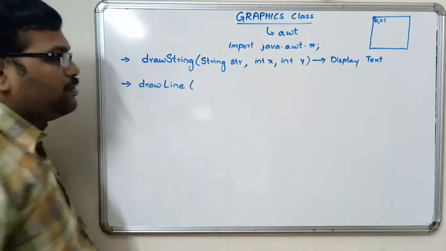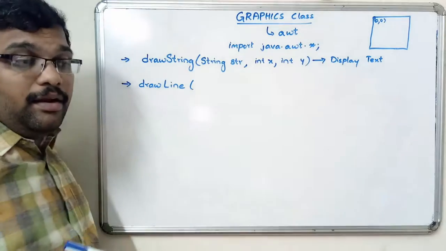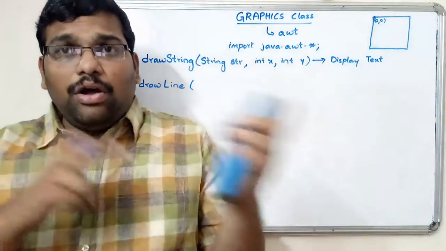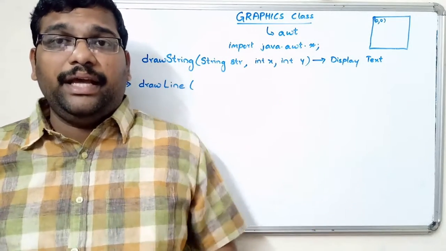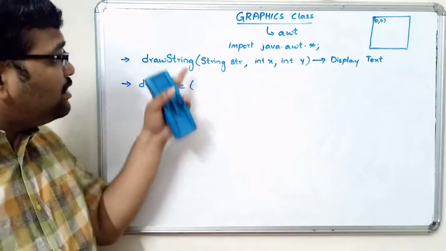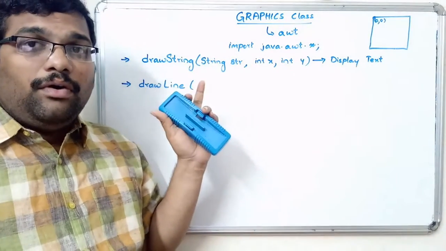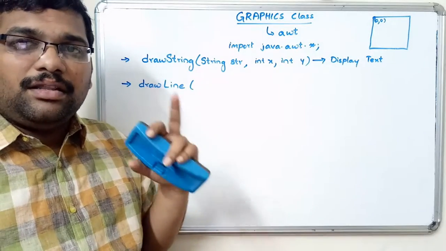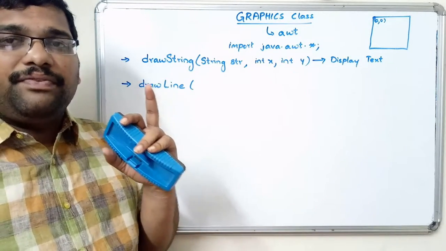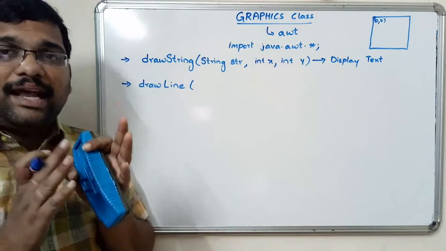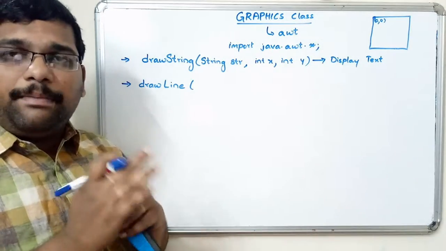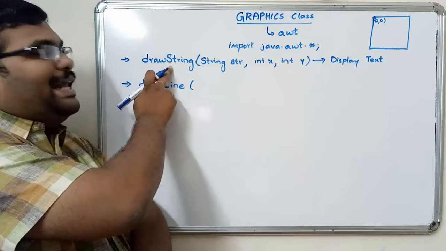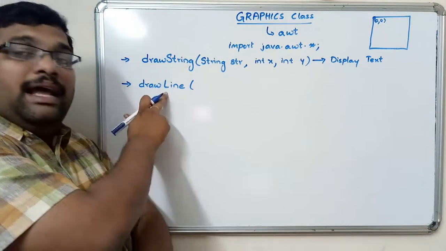Second, drawLine. Here let us recall the naming conventions which we have discussed in the earlier sessions. These are all methods. We have learned that if it is a method, the first character of the first word should be small and the first character of remaining words should be capital. That's why D is small and S is capital. Here also D is small and L is capital.